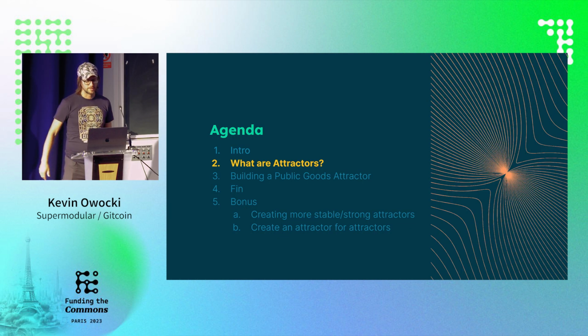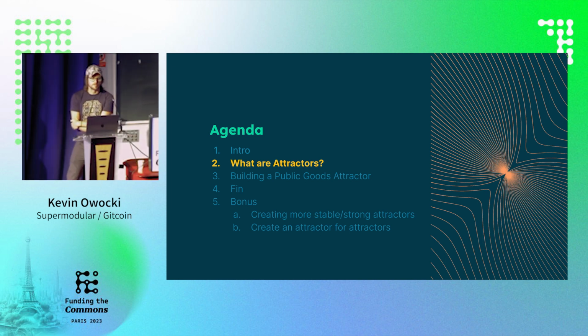So we're going to talk about what are attractors first, and then I'm going to talk about building a goods attractor, primarily aiming towards talking about my experience at Gitcoin and how that has evolved over time, and then we're going to finish from there. If we have time, I could talk maybe about creating more strong and stable attractors for public goods funding, and an attractor for more attractors for public goods funding, which is like the meta ending for this talk.